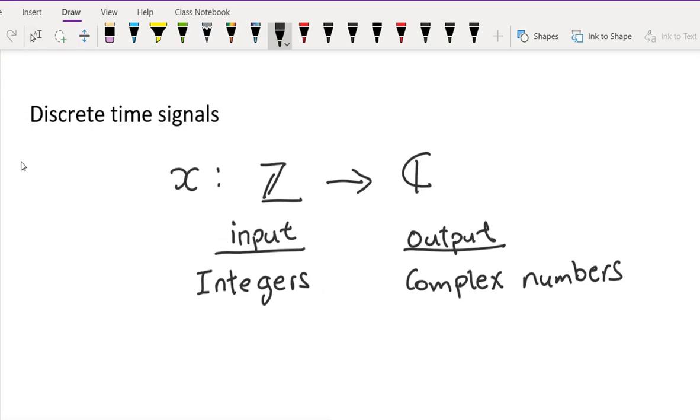Now let's talk about discrete time signals. What differentiates discrete time signals from continuous time signals is the input. In continuous time signals, the input is a real number, but for discrete time signals, the input is an integer. So discrete time signals are mappings from integers to complex numbers. That means the inputs are integers, outputs are complex numbers.